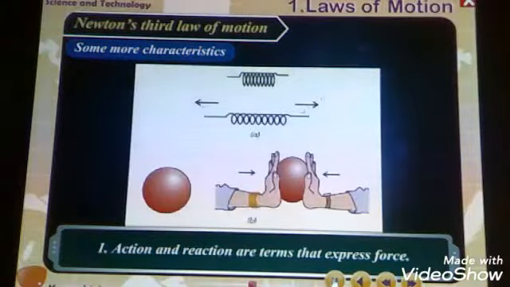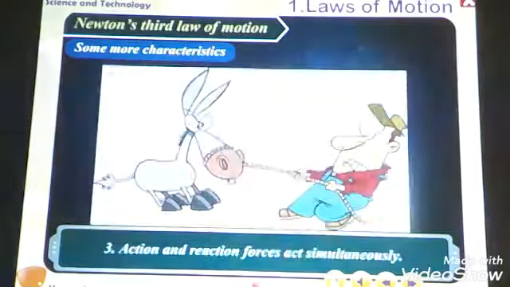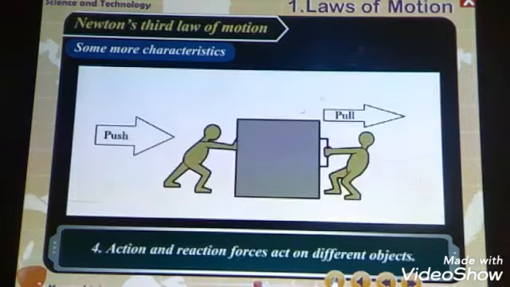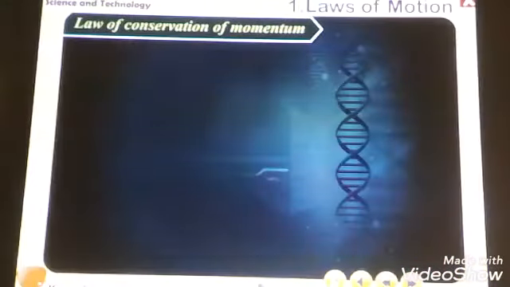Some more characteristics. Action and reaction are the terms that express force. These forces act in pairs. One force cannot exist by itself. Action and reaction forces act simultaneously. Action and reaction forces act on different objects. They do not act on the same object and hence cannot cancel each other's effect.